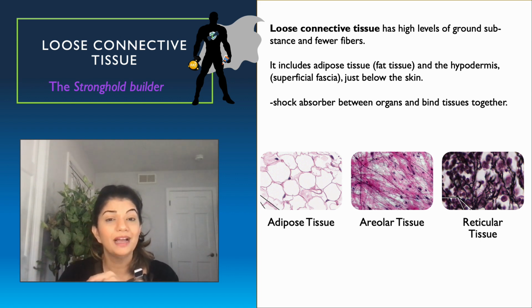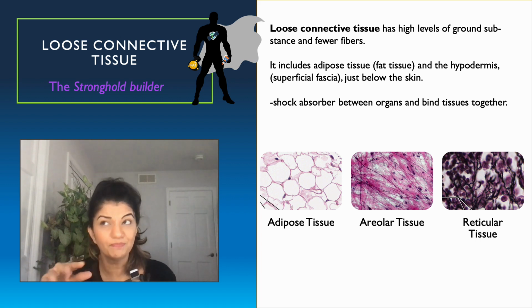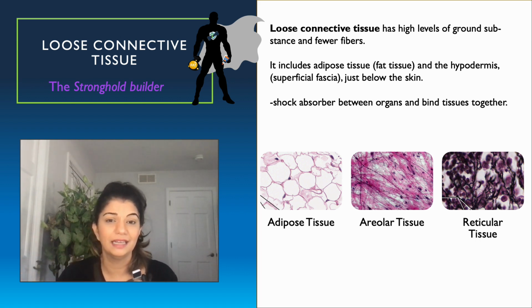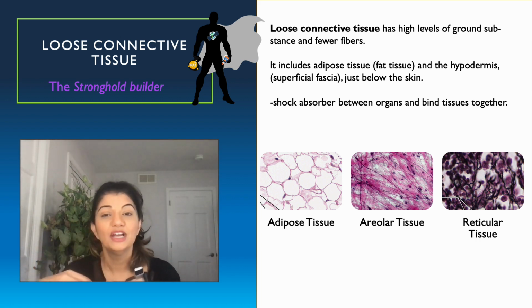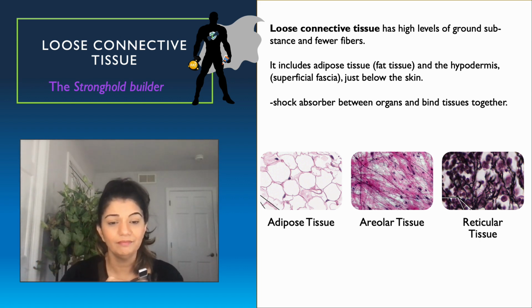Also, brown adipose tissue is still present in adults. It's just very little. You'll find it in the neck and clavicular, can't say that word, regions of the body. All right, now let's look at areolar tissue.